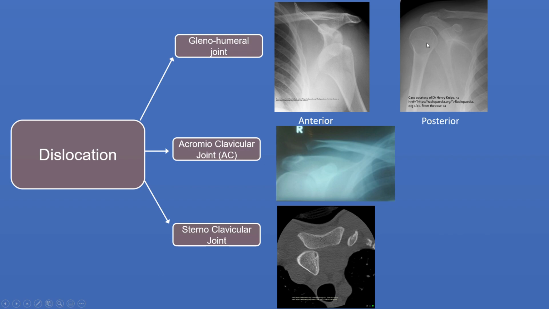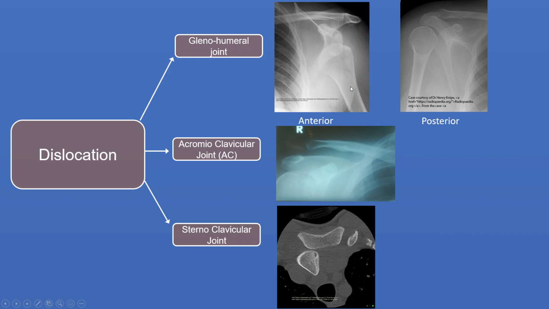In this scenario, there's what they call the tennis racket sign, where the humeral head looks straight on and looks like the body of the tennis racket, and the humeral shaft looks like the handle. And that's because the arm is so internally rotated in this scenario.